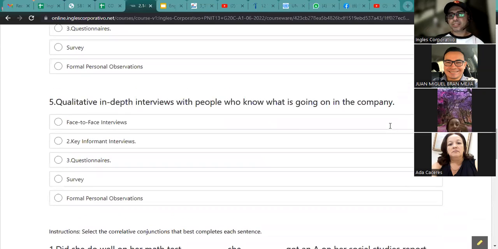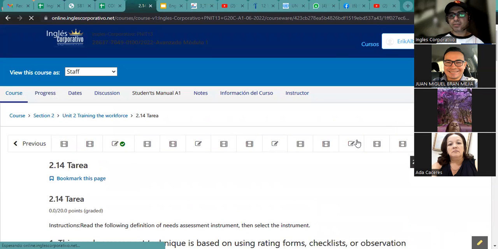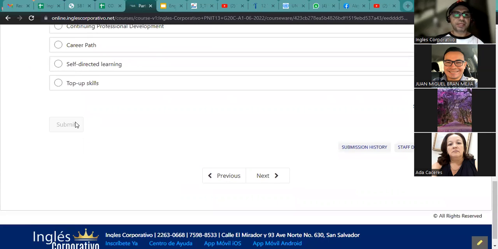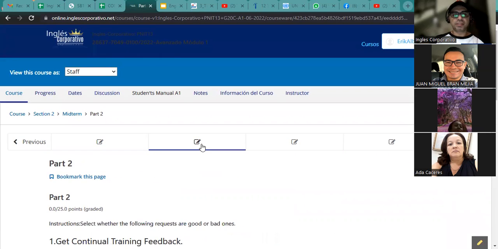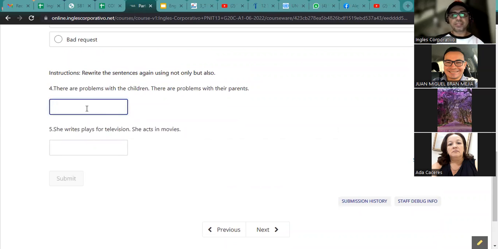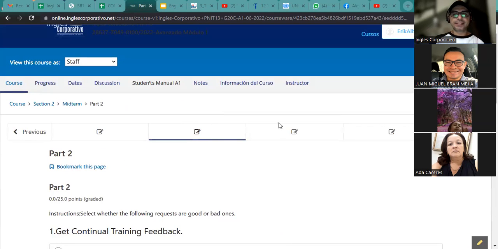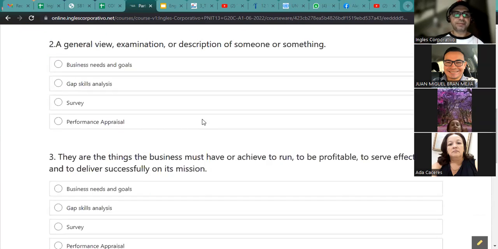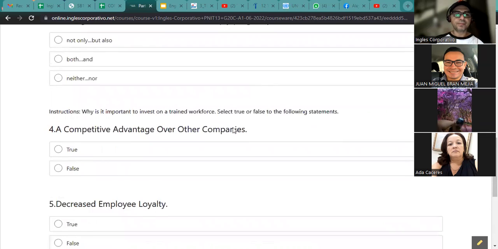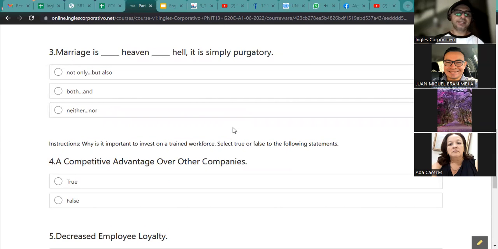And once you finish this, you can move on to the next one. That's going to be the midterm test. Remember that this is 4 parts. So you finish the first part, you click submit, and then you move on to the second. That is also just 5 questions. Remember that for the ones that we need to type, we need to be careful. And then we can move on to part 3. So just 5 questions. And then, of course, the final part, that is part 4. And that is it. The midterm test actually, not the final yet.